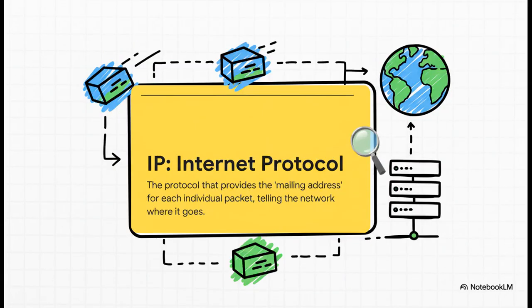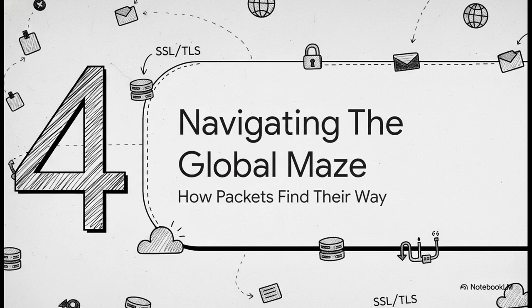So if TCP is the service that numbers and tracks the mail, what about the address? Well, that's where IP comes in, the Internet Protocol. Every single one of those little packets gets stamped with the destination IP address, the one we found using DNS. So you have TCP handling the packaging and assembly, and IP handling the addressing. Together, they get the data ready for its journey. All right, our packets are addressed, numbered, and ready to go.